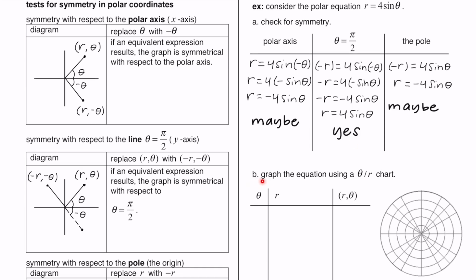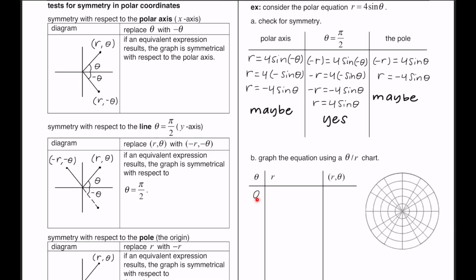Moving on to part B, it says graph the equation using a theta r chart. So we have one set up for us. Let's go ahead and start plugging in. We'll use theta equals 0, then pi over 6, and then we'll keep going from there. So theta is equal to 0. We'll go ahead and plug that in right here. So we get 4 times sine of 0. Sine of 0 is 0, so we get r equals 0. And that means our coordinate point is going to be (0, 0).